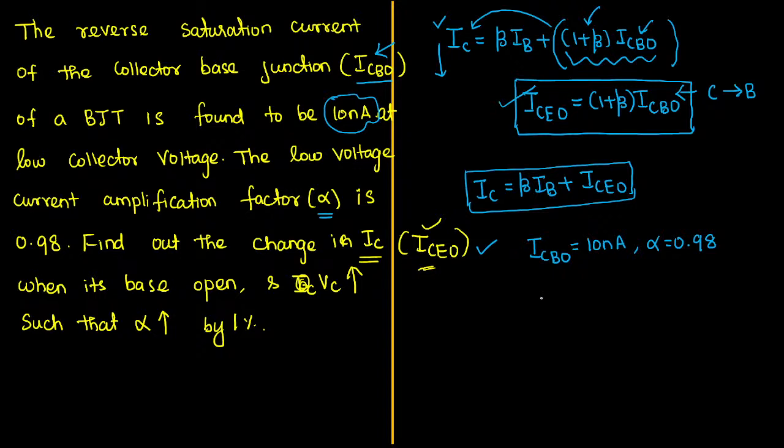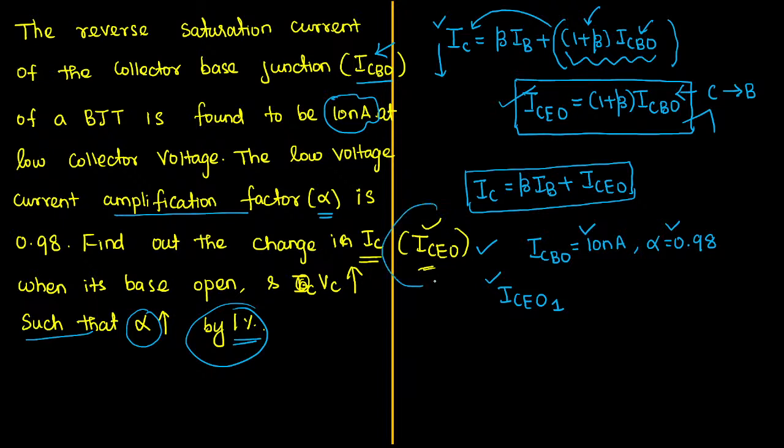You all know how to bring beta from here. Sir, why do you need beta? Because if we want to know the value of collector to emitter saturation current in case 1, before changing the value of alpha. Anyway, let us complete. Initially, according to the given data, we can identify the value of collector to emitter saturation current because we know the relation now. But after that, they are increasing the value of this current amplification factor alpha by 1%. When we are increasing it by 1%, what can be the expected change in the value of ICEO?